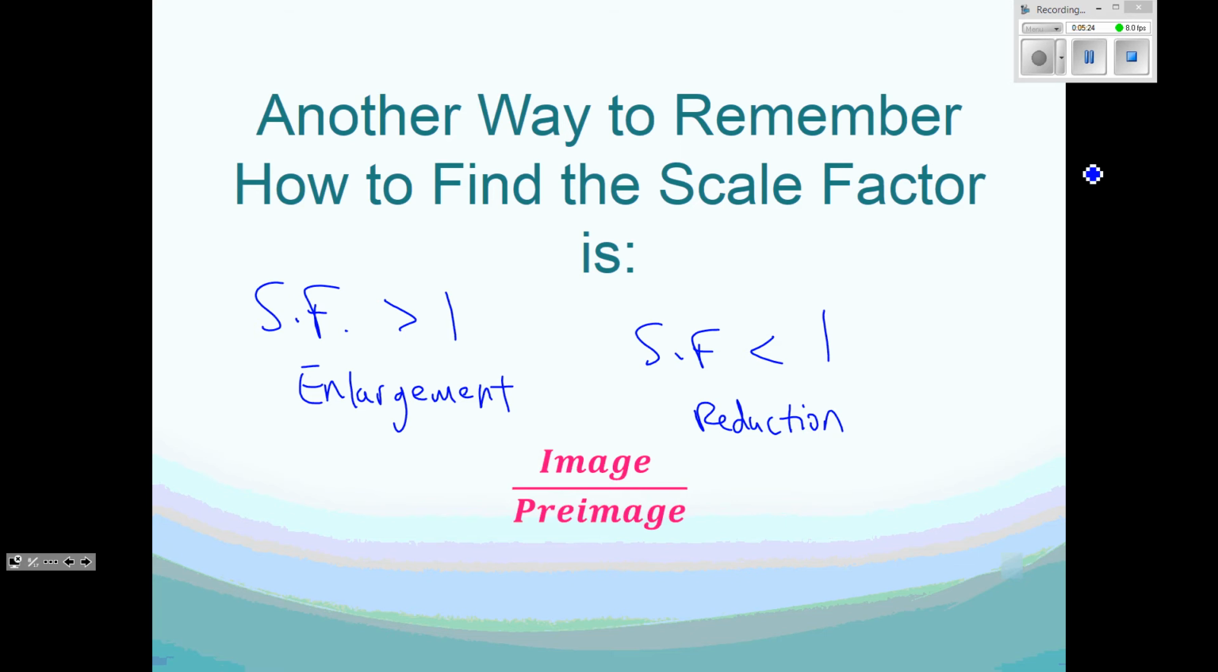Okay. If it's equal to 1, then I don't know why we did it, right? That's not really a dilation. It's just saying it's the same. Okay. All right, so there's some basics with dilation.